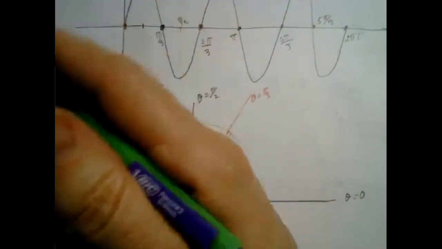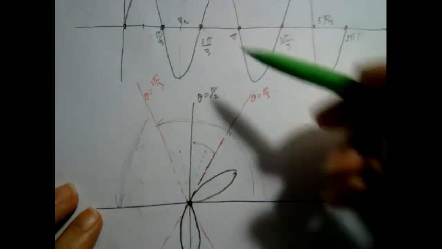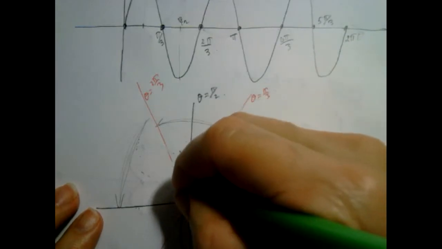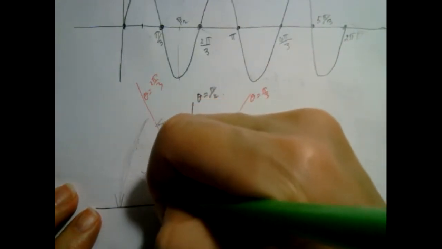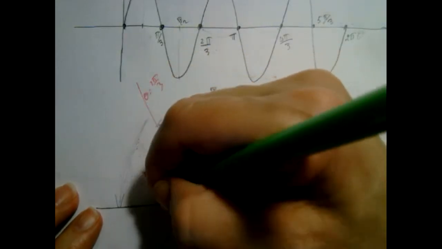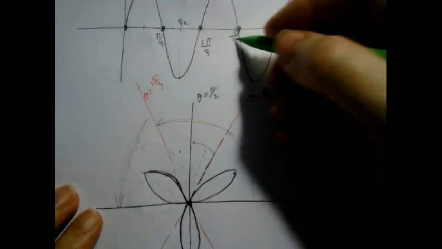So if theta goes from pi over 3 here, r is positive, which means my graph is in this region. And what is my r doing? It's starting at 0, halfway through it increases, reaches its max, and then it backs up. So that's the third leaf. Those are leaves, as you guys can imagine. Okay, so then I am up to pi.